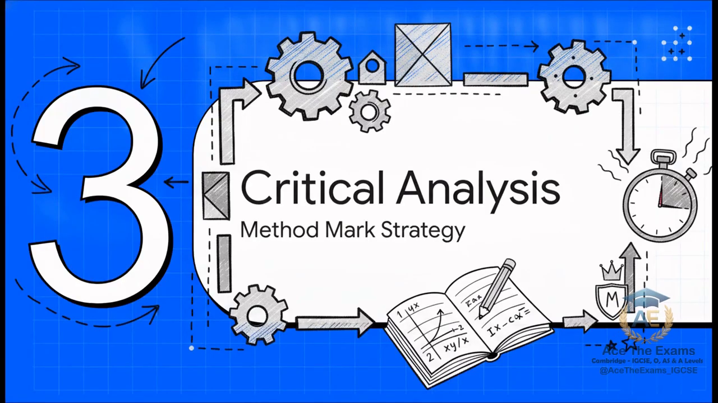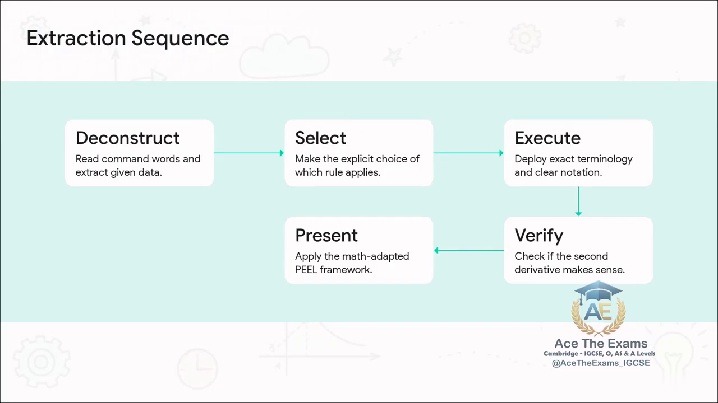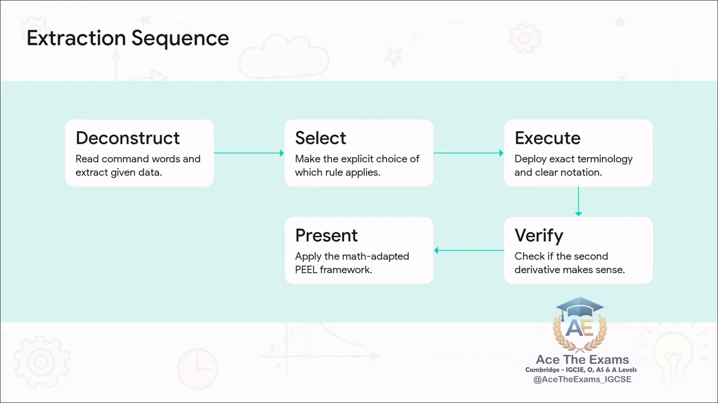Now we enter Sector 3, Critical Analysis. This is the procedural framework that secures your points by forcing you to explicitly prove your mathematical reasoning to the examiner. Let me introduce you to your standardized 5-step extraction sequence. This is the blueprint for success. I want you to walk through this exact sequence with me.